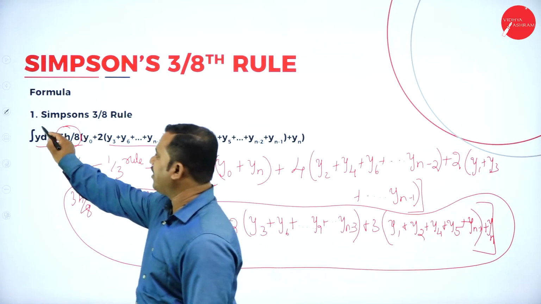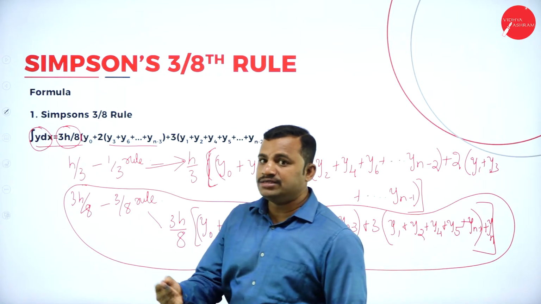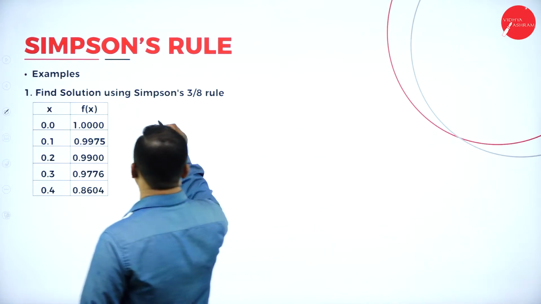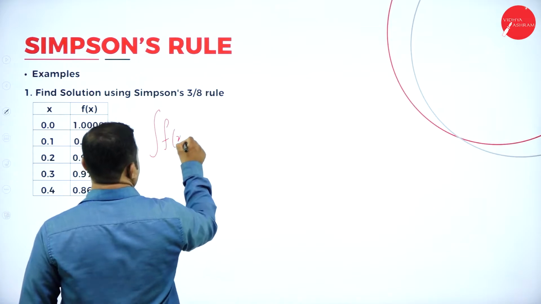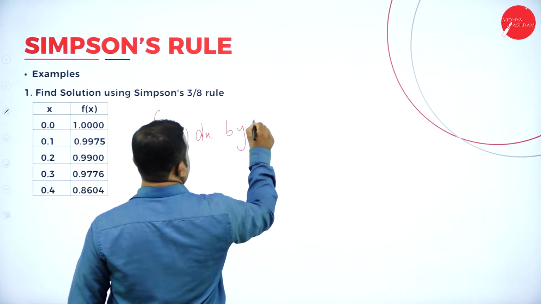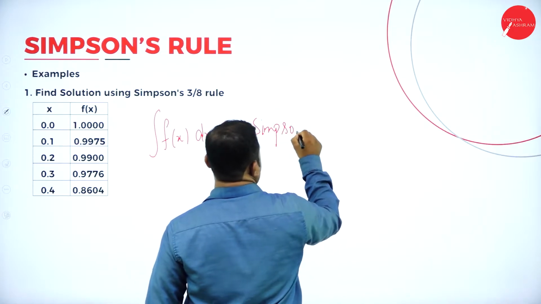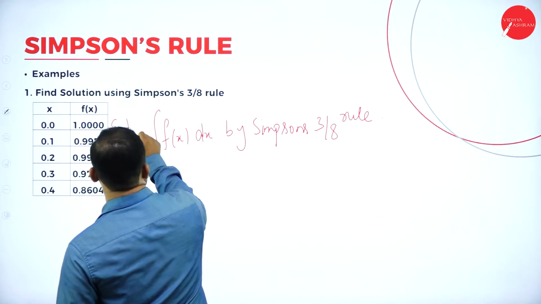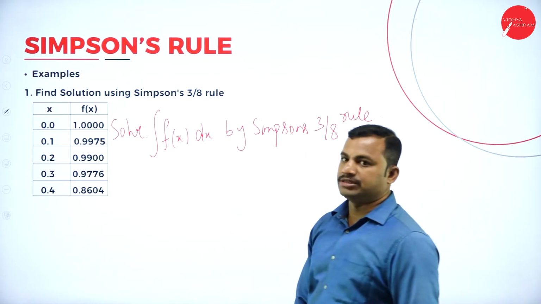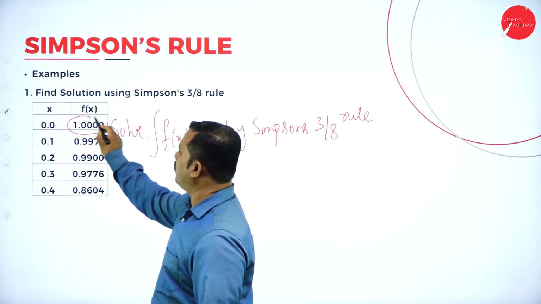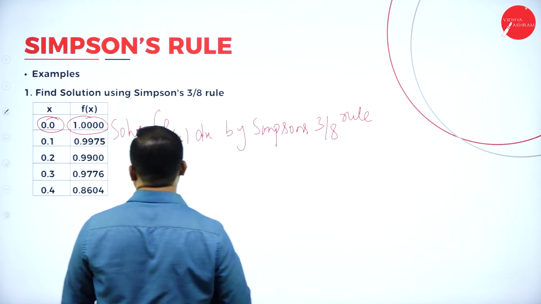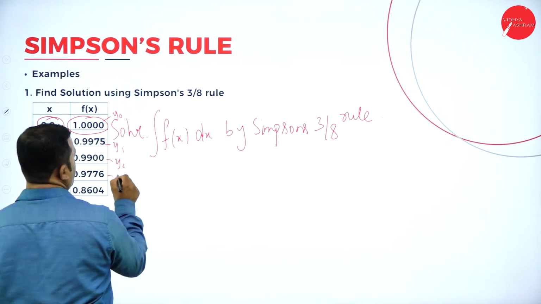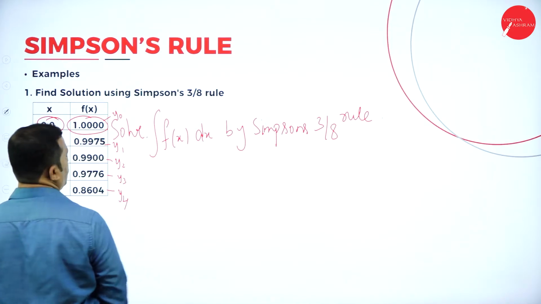Suppose in this case we have integration of y into dx where y is equal to f of x. What is the value of f of x then? If I consider any term as f of x, dx by Simpson's 3/8 rule, solve this by this method. For the value of x equal to 0, we have this. Let me call this y0, this y1, y2, y3, y4. So we have these terms here.